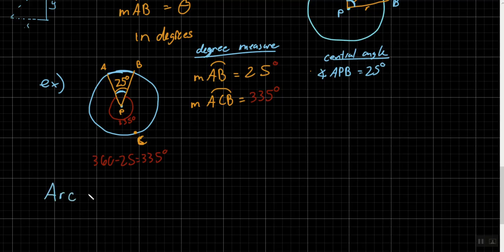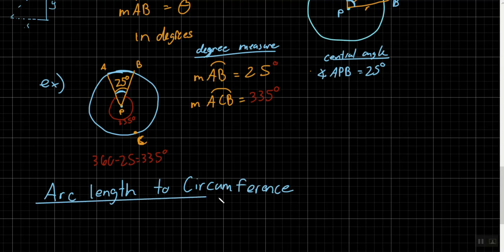What is the length of a circle? How do we find the length of a circle? We don't really use the word length, we use something else. Circumference, yep. So we're going to do the arc length to circumference. I will probably not spell out the entire word every single time because that was long.